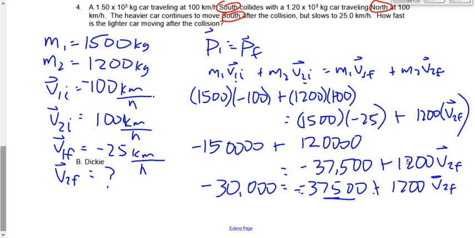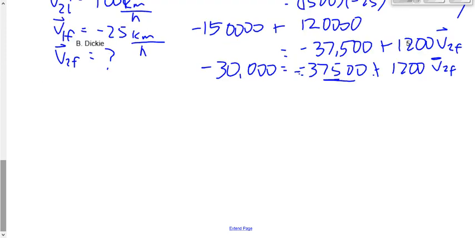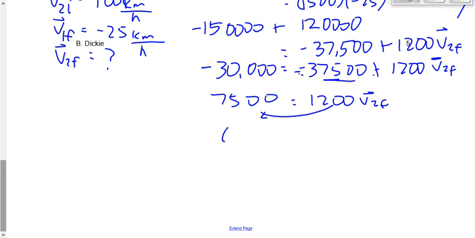So what are we going to do? We're going to take it over by adding, right? Negative 30,000 plus 37,500 gives me 7,500. And then we're going to take the 1,200 over by dividing. 7,500 divided by 1,200 is going to give me somewhere in the range of, I don't know, 5 point something, isn't it? Kilometers per hour. 6.25, thank you. Now the units are kilometers per hour.